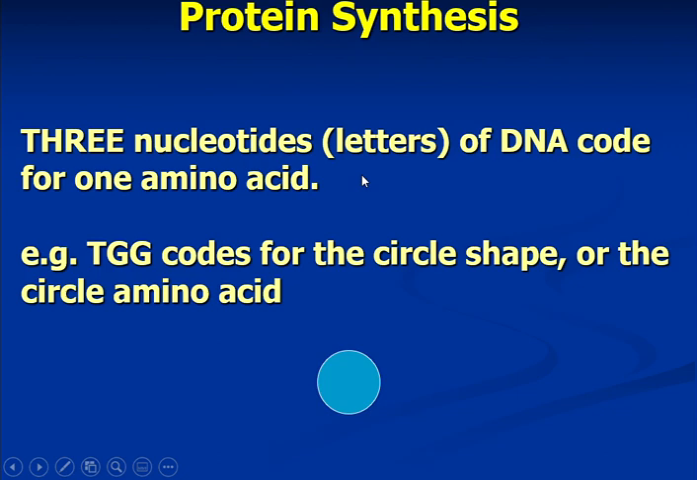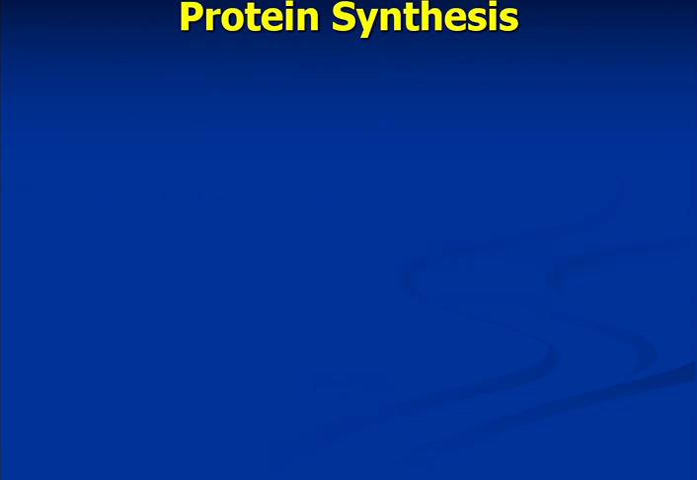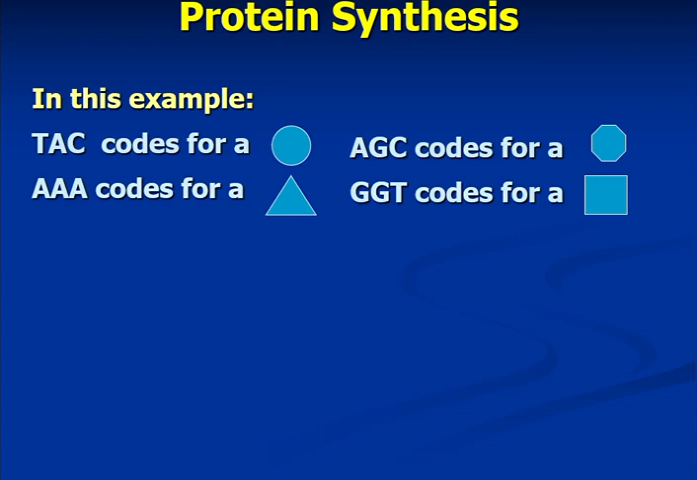So, just remember that. So, for our little practical example, I'm going to say that thymine, adenine, cytosine will code for a circle. Adenine, adenine, adenine will code for a triangle. Adenine, guanine, cytosine, an octagon. And guanine, guanine, thymine, a square. So this is just a representative example, so we can have an illustration.